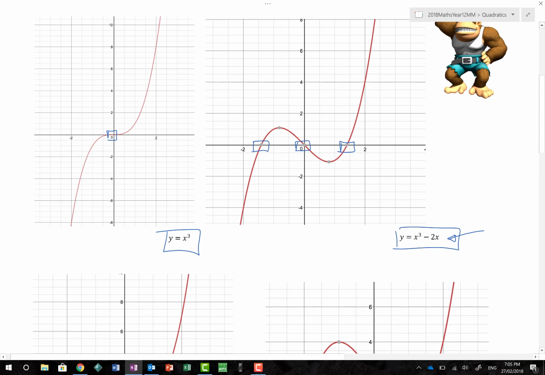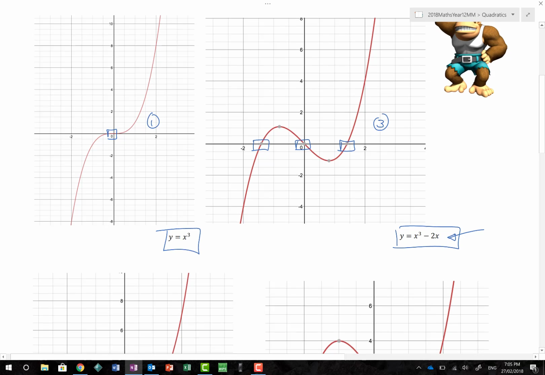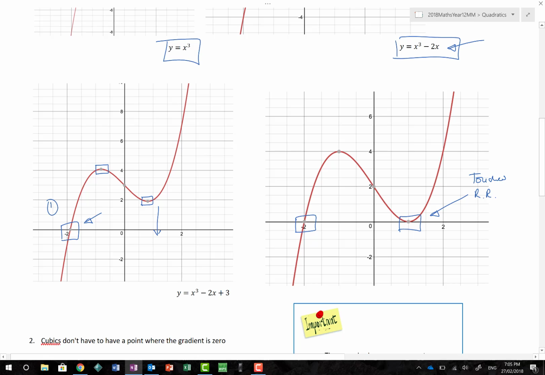All right, so let me see. What do we say here? So there was 1 crossing point. There are 3 crossing points there. This is another example of just the 1 crossing point that's not a standard cubic. And this one here has 2 crossing points.